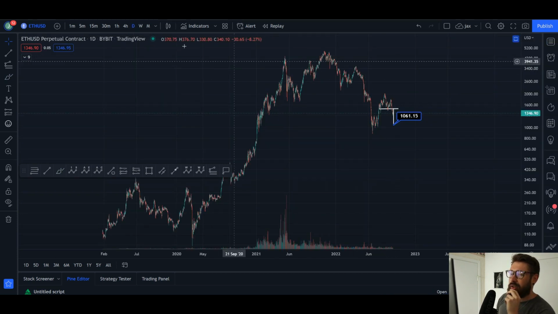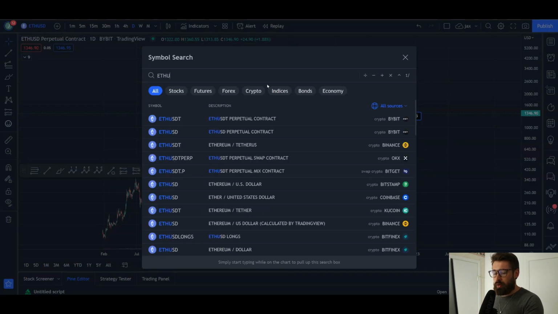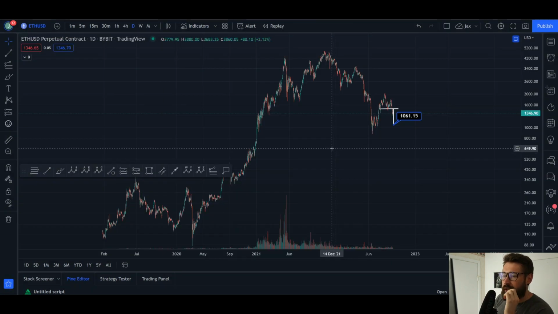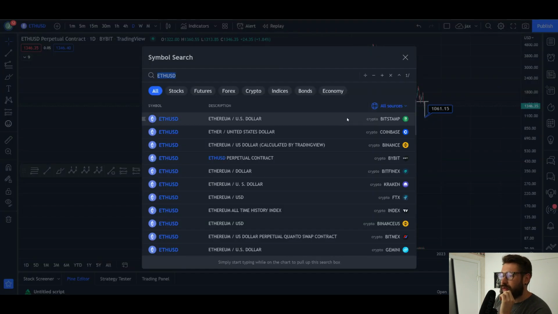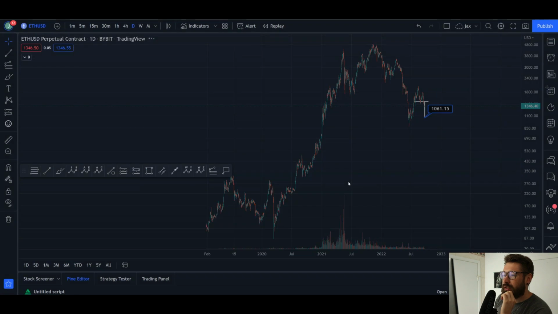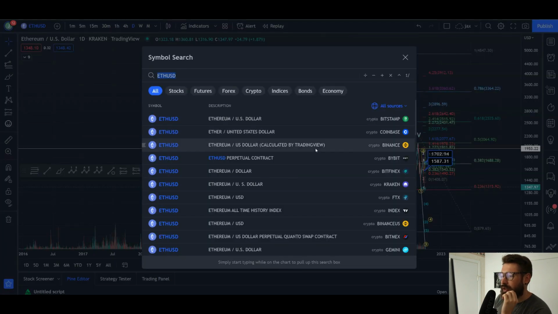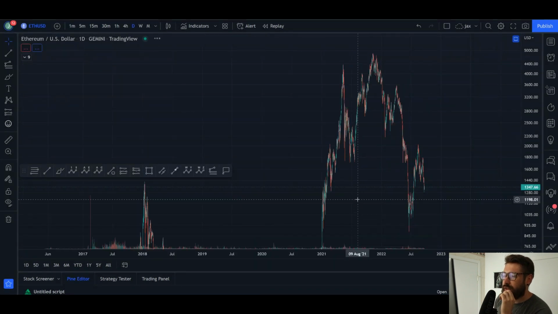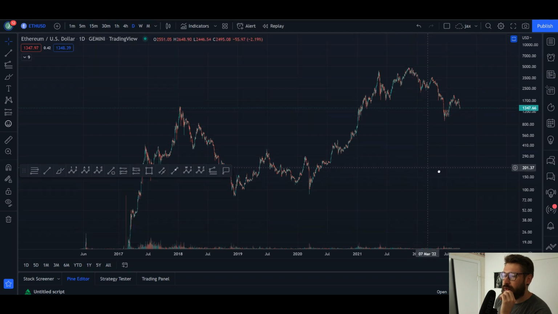Now, if we look here, this is not the chart that I want. ETH/USD. This is the Bybit chart. So I need, what chart could I use here? Kraken. No, because I'm sorry, guys. Let's try Gemini. Can we use Gemini? Yes, we can use Gemini.